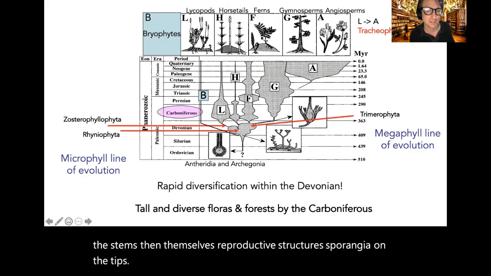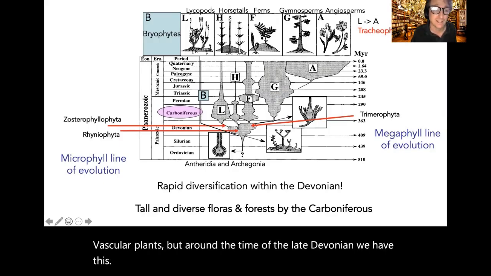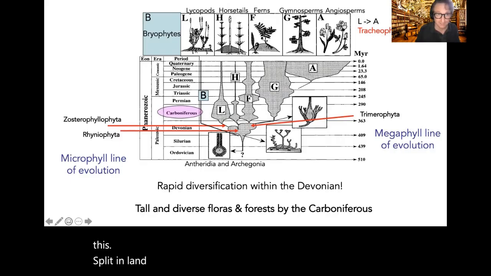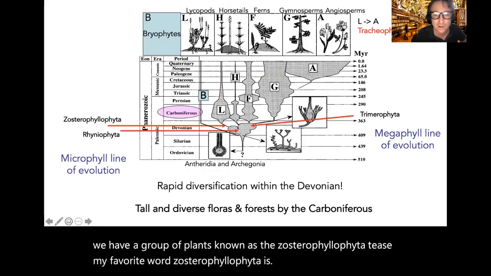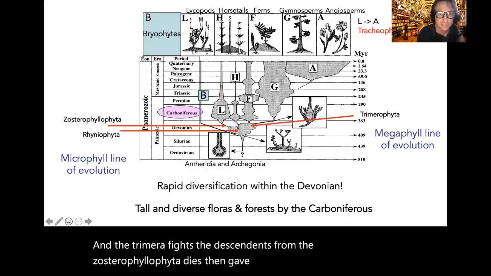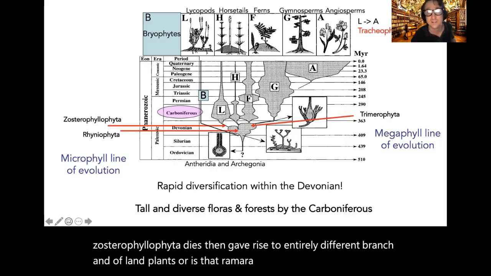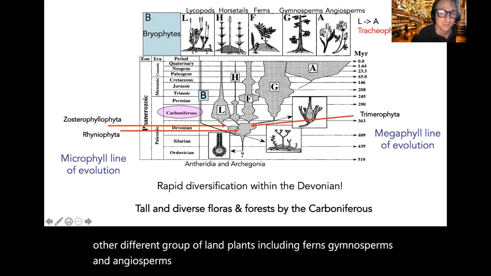Early vascular plants. But around the time of the late Devonian, we have this split in land plant evolution. Land plants are biphyletic. Remember, we have a group of plants known as the Zosterophyllophytes, my favorite word, the Zosterophyllophytes, and the Trimerophytes. The descendants from the Zosterophyllophytes gave rise to an entirely different branch of land plants, whereas the Trimerophytes gave rise to a whole other different group of land plants, including ferns, gymnosperms, and angiosperms, including the spermatophytes that we just talked about.